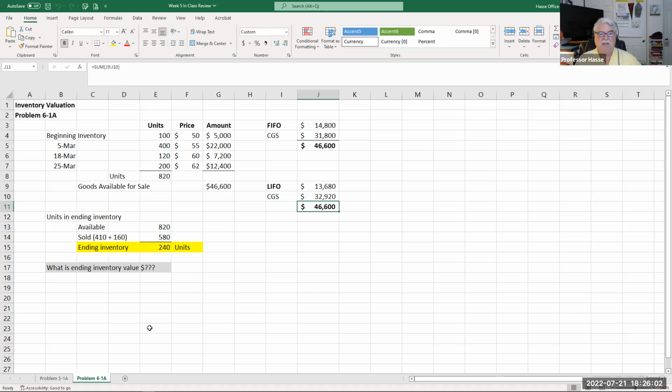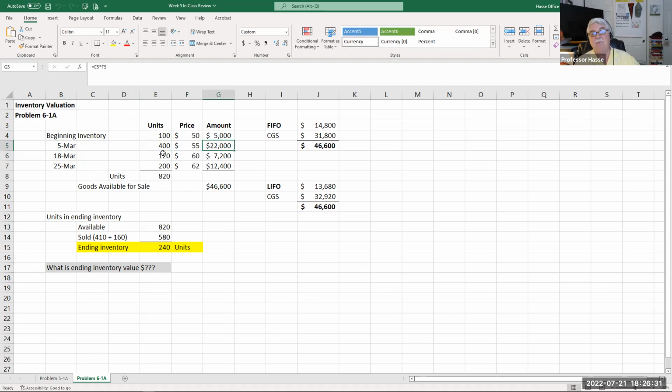For example, this is problem 618. Here's a company with an inventory balance of product ready to be sold that costs them $50. They have 100 units, so that's $5,000. Then on March 5th, they purchase an additional 400 units of that product for inventory, but the price went up to $55. So that's $22,000 of merchandise they're purchasing.